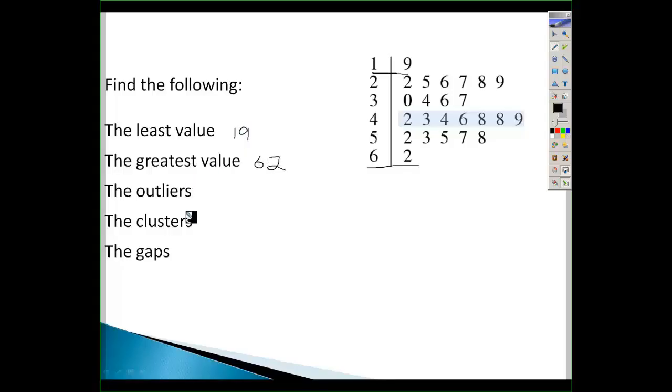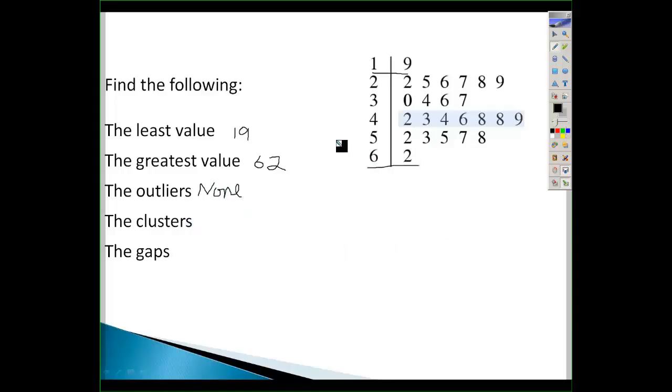Now, we need to look for outliers, numbers that are way above or way below. In this case, we go from 19 as our lowest to 22. There's not much of a gap there. And then they're pretty well spread out evenly in the middle. And then 62 is the biggest, but it's not very far from 58. So I'm going to say there's really no outliers. There's no outliers this time.